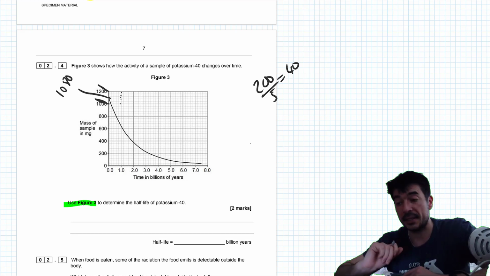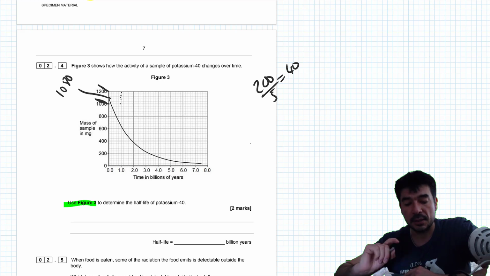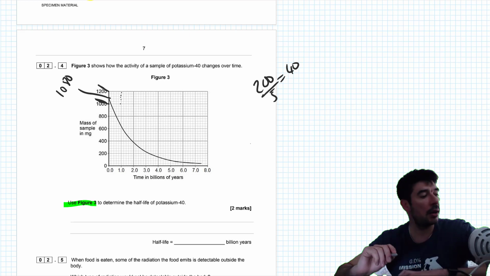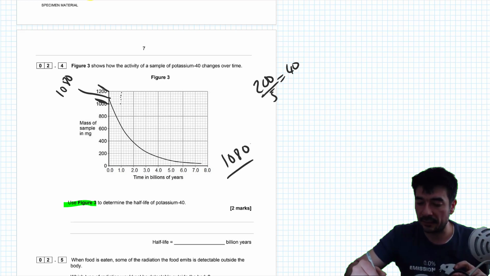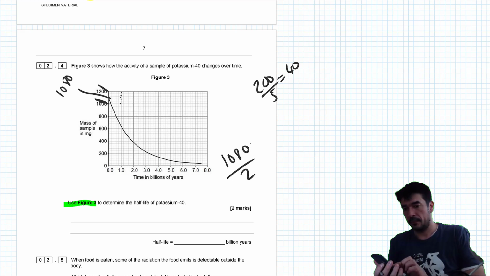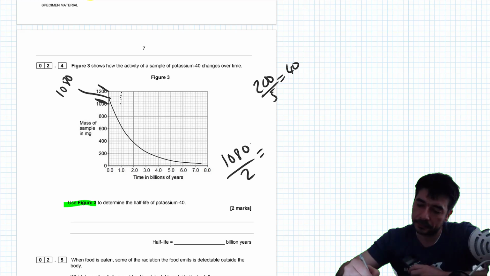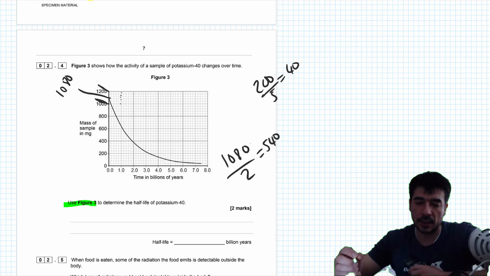Okay, so see how easy it is to make mistakes on reading graphs. I've got to go from 1080 to half of 1080. So 1080 divided by 2 is 540. So I need to read down here to 540.